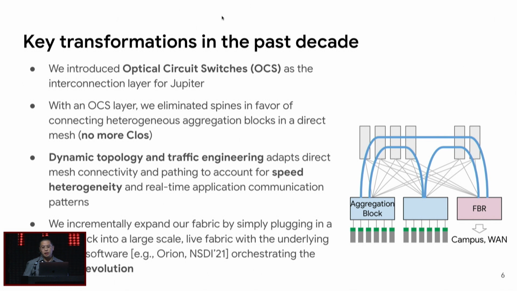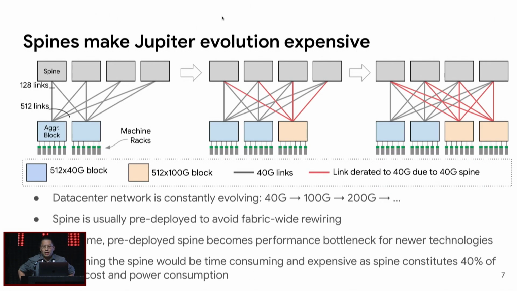Lastly, Jupyter has become really a living and ever-evolving fabric, where capacity is incrementally added, removed, and refreshed. All these changes are orchestrated by our Orion SDN controller with no application visible impact. Now, taking a step back, why did we make those fundamental changes?